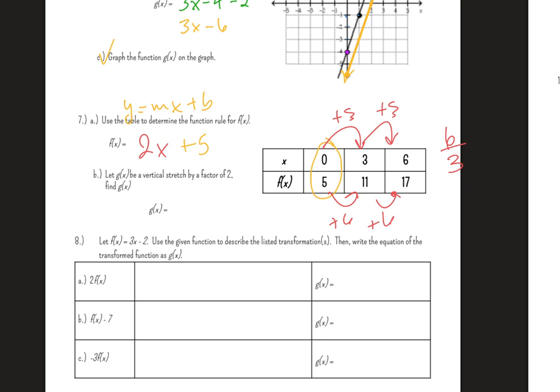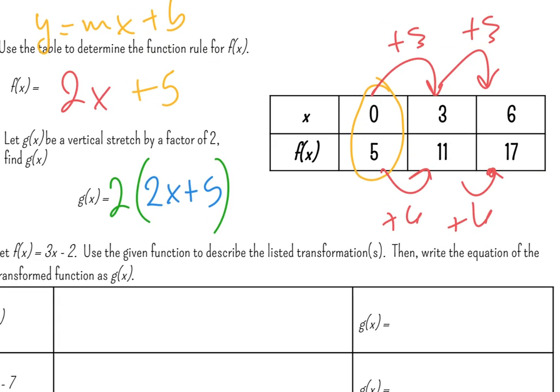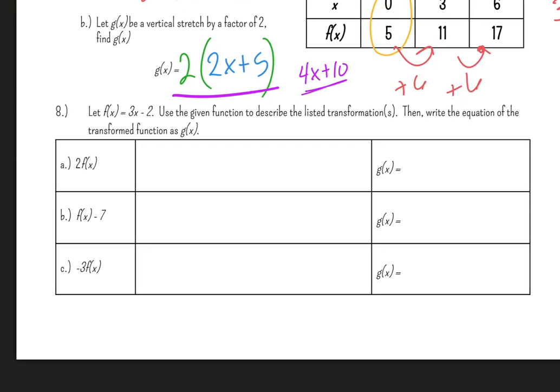Now, be a vertical stretch by a factor of 2. Well, here is my original, and if I want to stretch it by a factor of 2, I do that, okay? Now, I mean, I guess if you want to write out the final answer, it's 4x plus 10. So either one of those is perfectly fine as an answer.